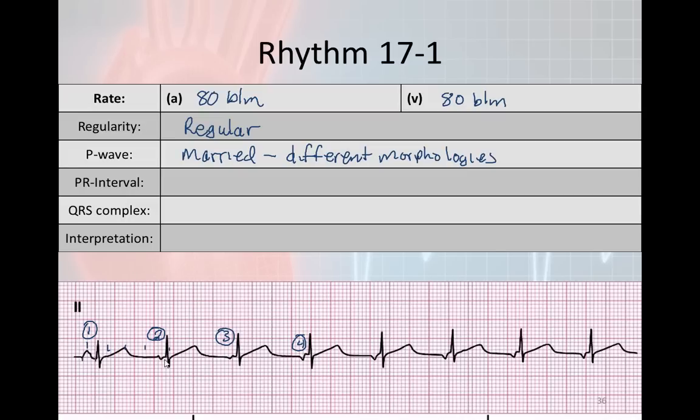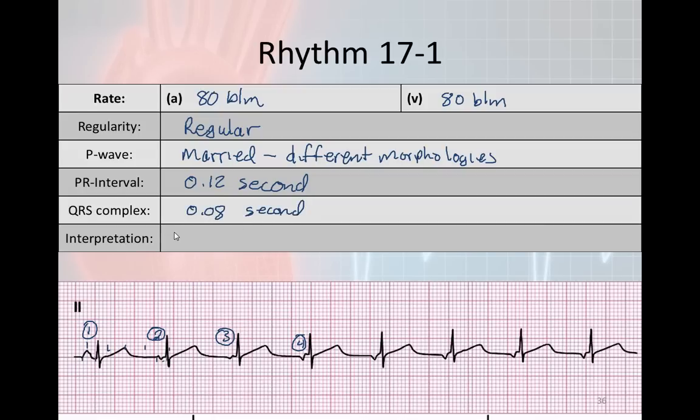That's about 0.12. This one, 1, 2, 3, it's about 0.12 also. So since I'm doing this quickly, I'm going to go ahead and say the PR interval is 0.12 second. The QRS complex looks nice and narrow. Look at that, really nice and narrow. So it looks like 0.08 second.